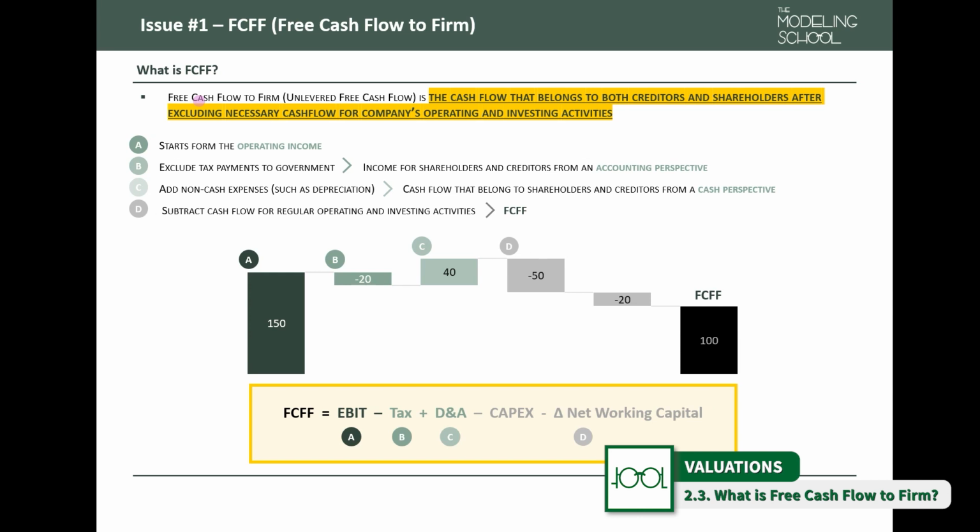to calculate enterprise value. By definition, it's cash flow that belongs to both creditors and shareholders, and it's a cash flow after excluding all necessary cash flow for a company to maintain its business in the long run. So it's excluding necessary cash flow such as CAPEX, capital expenditure, and net working capital.